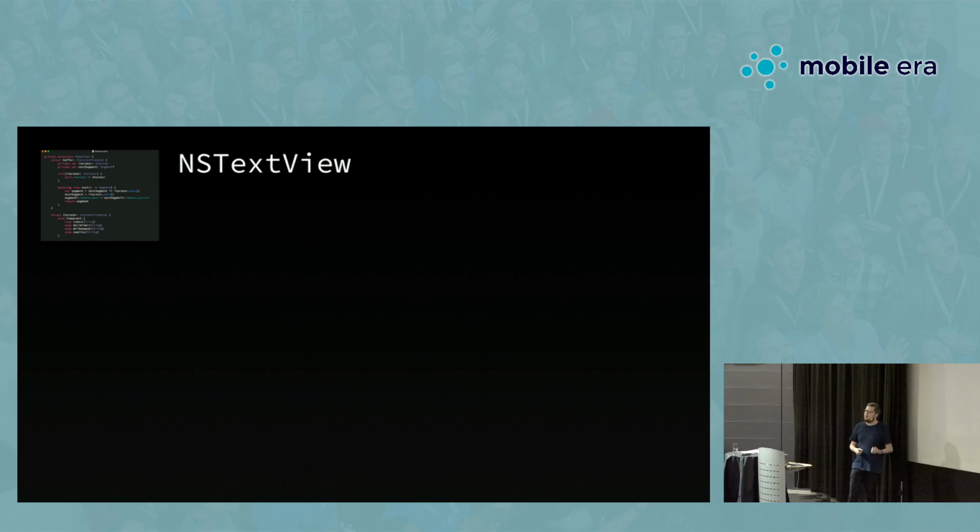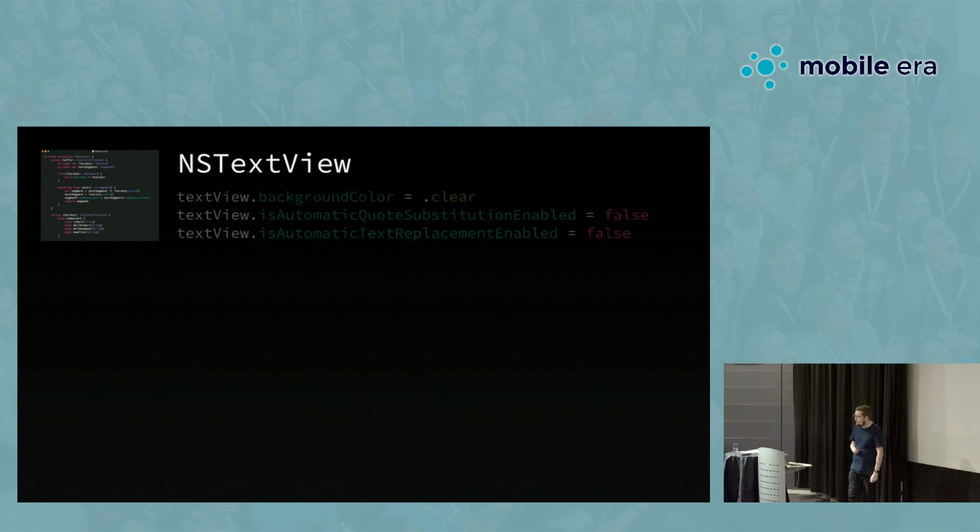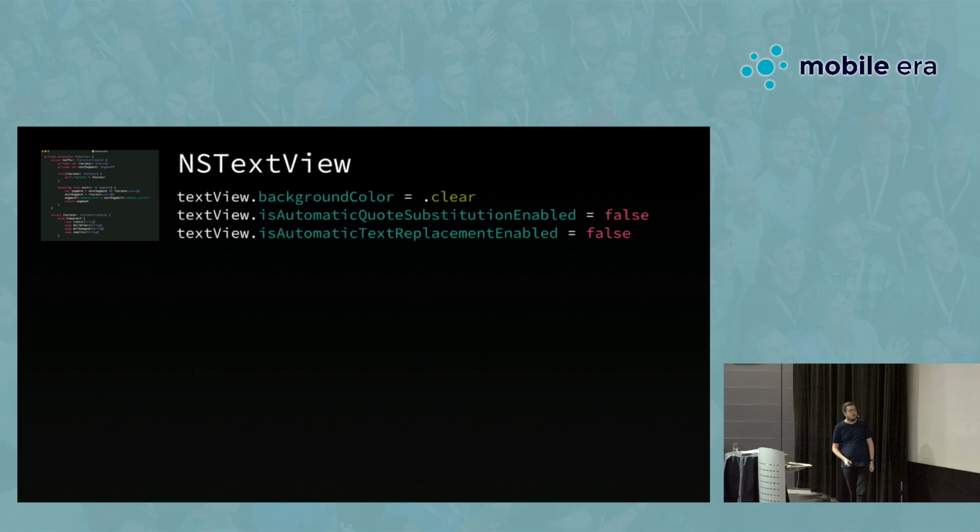You see, NSTextView is essentially taking the TextEdit app on the Mac and giving you a class that is this thing. It's the full TextEdit experience, but as one view that you can use in your app. So we need to disable some stuff. First of all, we want to remove the background color just to make it clear so we can see our beautiful window underneath. And then we need to remove the automatic substitution of quotes and text replacement because we don't want the autocomplete to kick in when we're trying to write our class names.